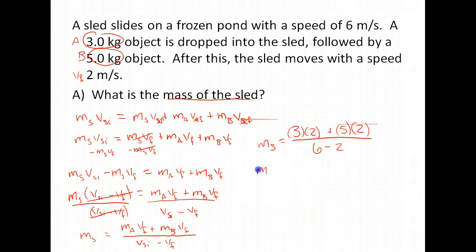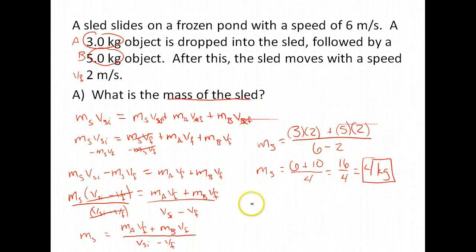Alright, so let's do some multiplication. 3 times 2 is 6. 5 times 2 is 10. 6 minus 2 is 4. So that's going to be 16 over 4, which is 4 in its mass. So 4 kilograms is the mass of that sled.